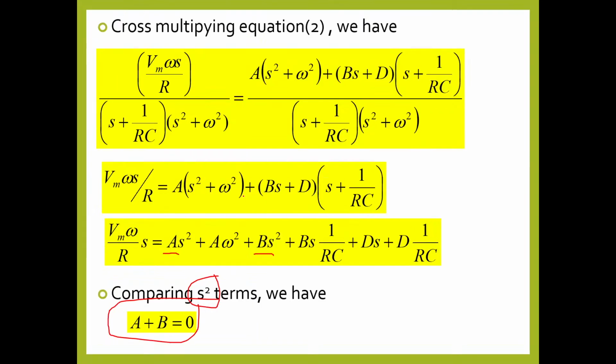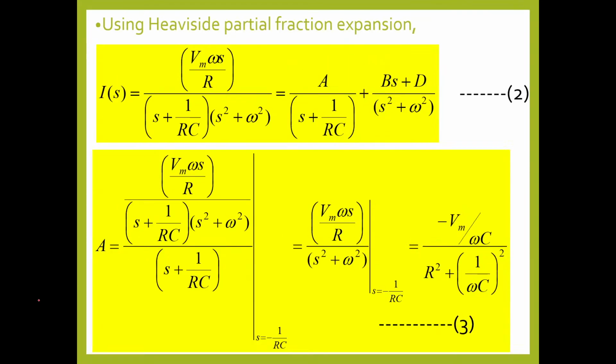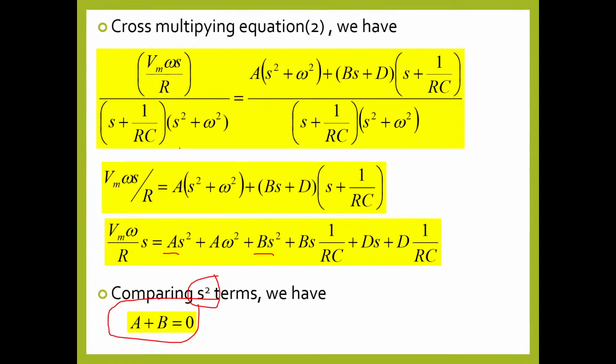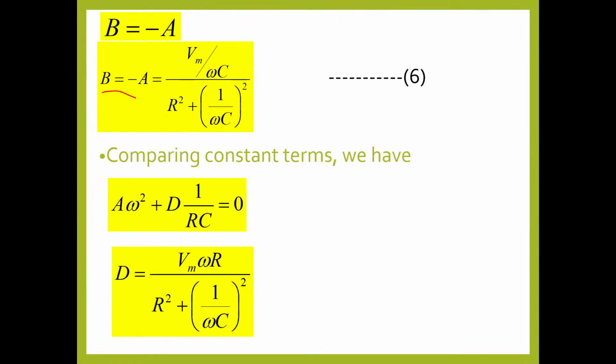So I have already determined a value. In here, I have already determined equation 3 is a. So here, since b equal to minus a, minus minus cancel, and what is b? Vm by omega c whole divided by r square plus 1 by omega c whole square. Consider equation 6.